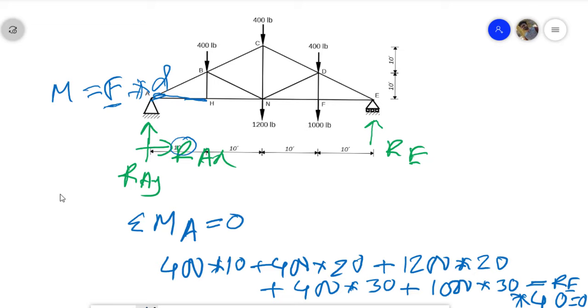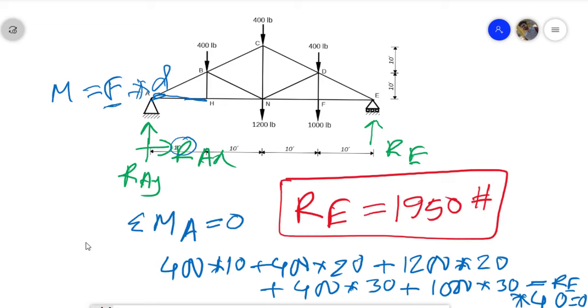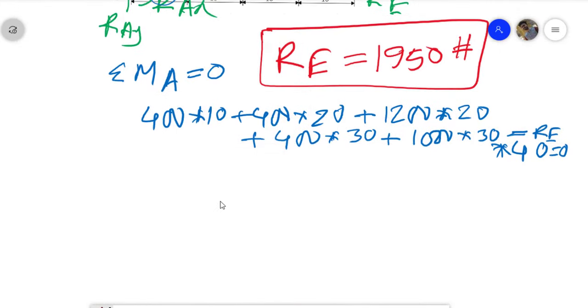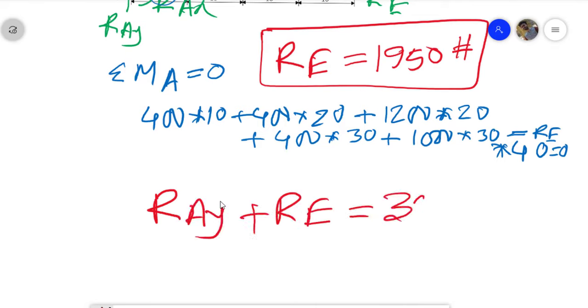Now calculate the magnitude of RE. Here is the only one unknown force, and that is RE. So let me calculate. After calculating, I got RE is equal to 1950 pound. There might be any calculation error, please check yourself. Okay, so we got RE is equal to 1950, and earlier we have seen that RA plus RE is equal to 3400.